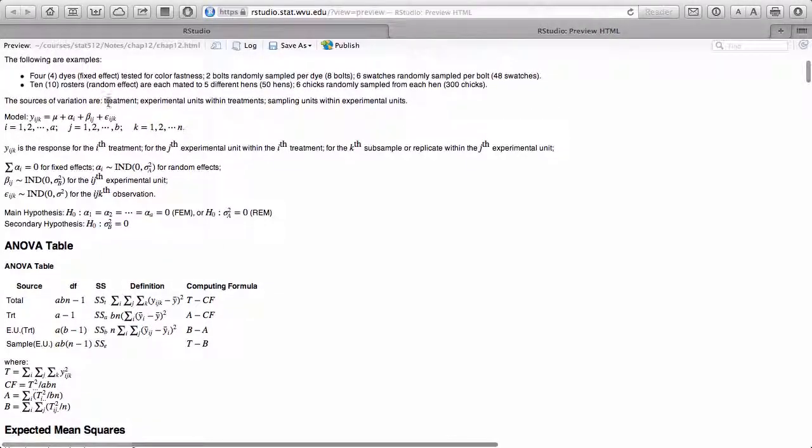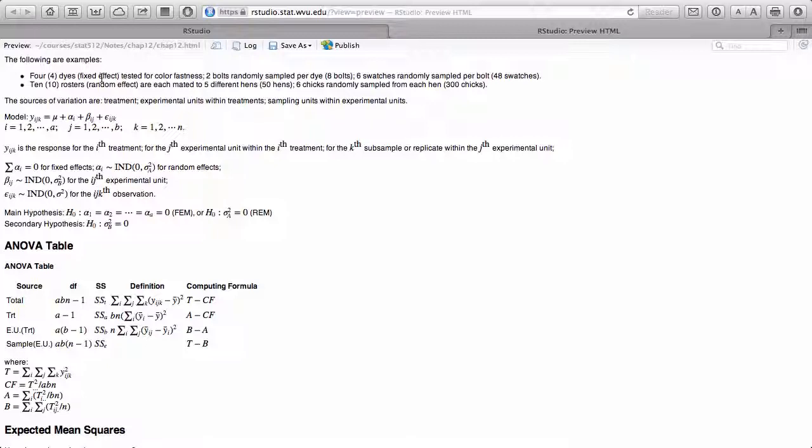So in the case of the cloth example, there are 4 dies, and then for each die, how many swaths are there? Well, there are 2 times 6. There are 6 bolts, each of which has 6. So there are 12 observations per die. 4 times 12 is 48. That's how you get it.